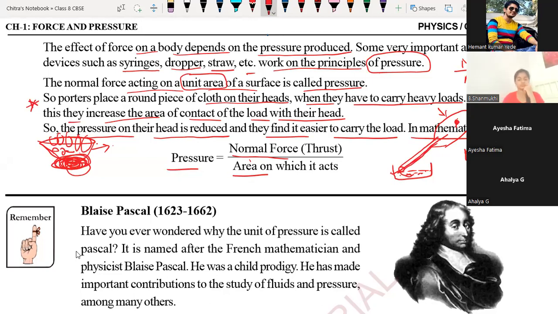Why do we use Pascal as the unit of pressure? There is some history we have to understand. Have you ever wondered why the unit of pressure is called Pascal? It is named after the French mathematician and physicist Blaise Pascal.